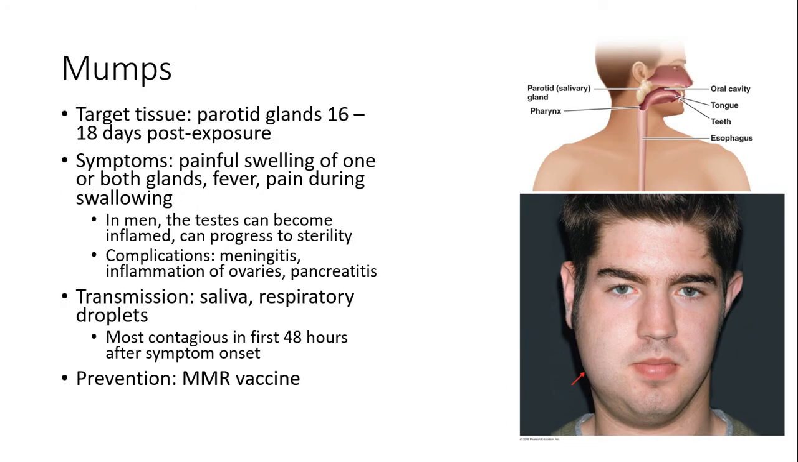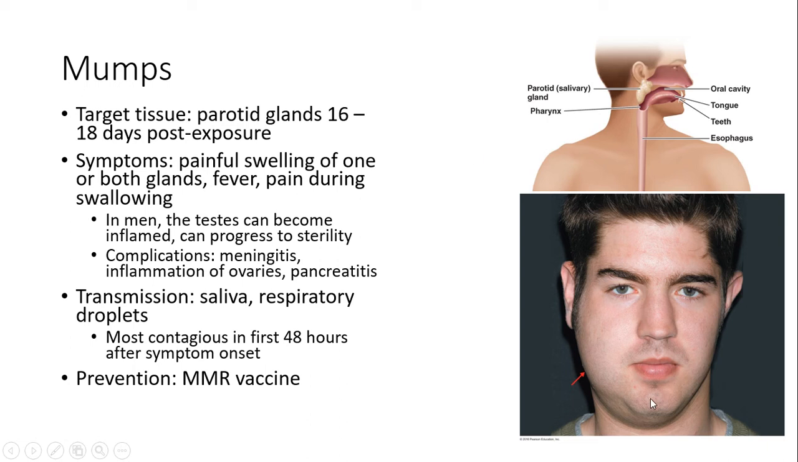Again, this is a pretty rare infection. We don't see this very much anymore. Its target tissue is the parotid gland. So if we look at the head structure here, we've got the oral cavity, the sinuses up here. And right back here, right underneath your ear, is the parotid or salivary gland. And this is what mumps is going to be looking for. It's going to show up symptom-wise 16 to 18 days post-exposure. So it might be a hard thing to link back if it were more widespread.